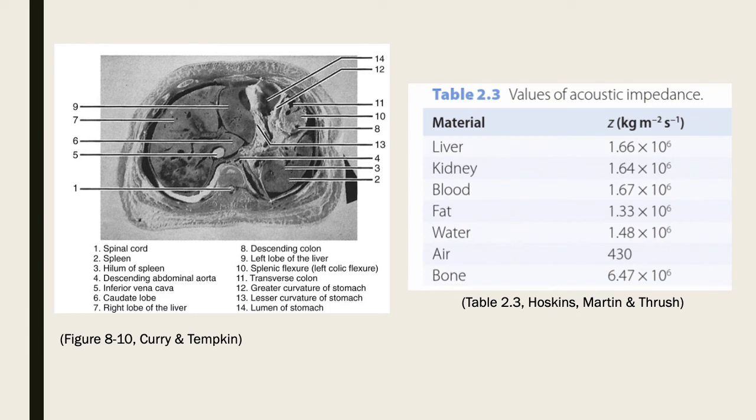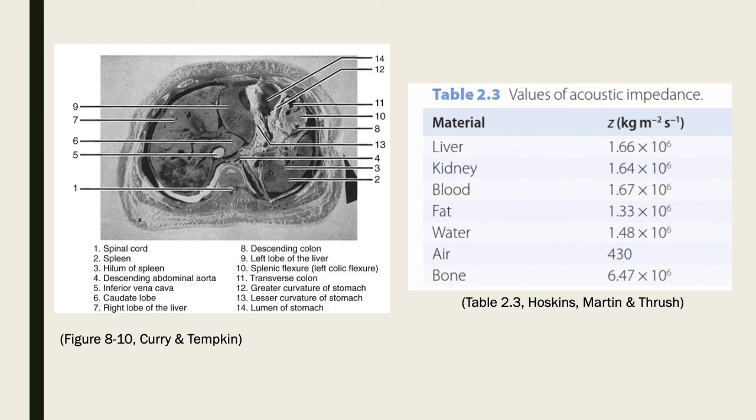The next thing that it's going to end up going through is going to be blood. And so with blood, the Z difference, again, isn't massive. It's 1.67 to 1.66. So we'll probably have some echoes going back to the transducer, but still we're going to have more sound continuing through the body. And then after it goes through the aorta, it's going to hit the spine. Now, the spine is made up of bone, and bone has a huge Z value.